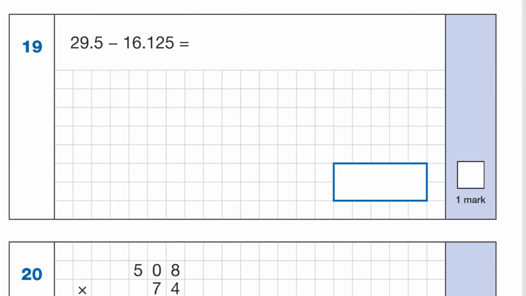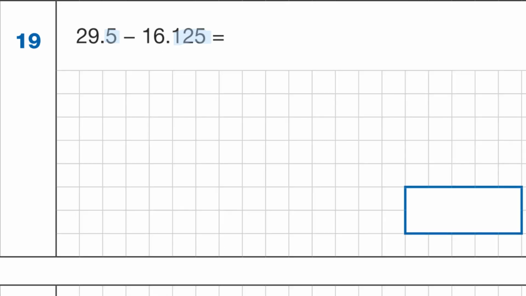Question 19, 29.5 take away 16.125. Okay, so we've just got a subtraction here again where we have different decimal places. We've got only 1 decimal place here and 3 decimal places here. Most important thing is to line up the digits. I'm just going to zoom in so that I can write it in with a bit more accuracy. So I'm going to write my first number in, 29. I'm going to give my decimal point its own square.